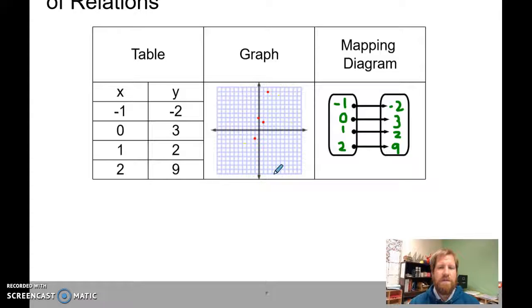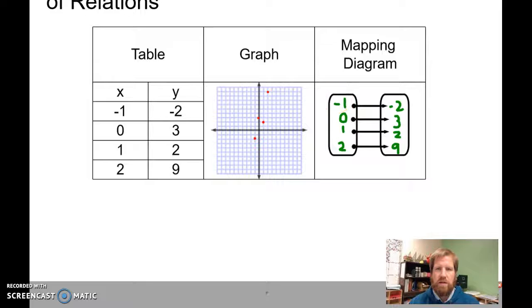It's easy to see if it's a relation or if it's a function, because if it's a function, it won't have any points on the same x value with different y values. And then a mapping diagram is really very similar to a table. The only difference is if you have a relation that's not a function, it's much easier to see.